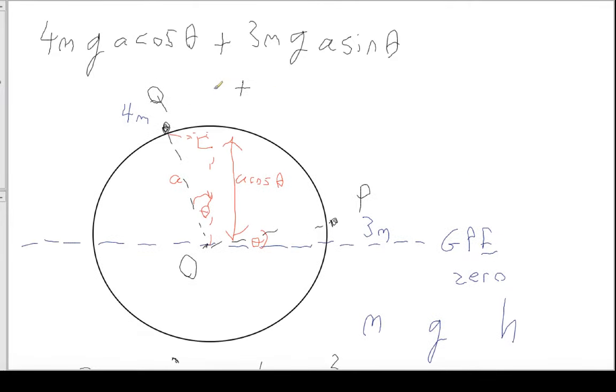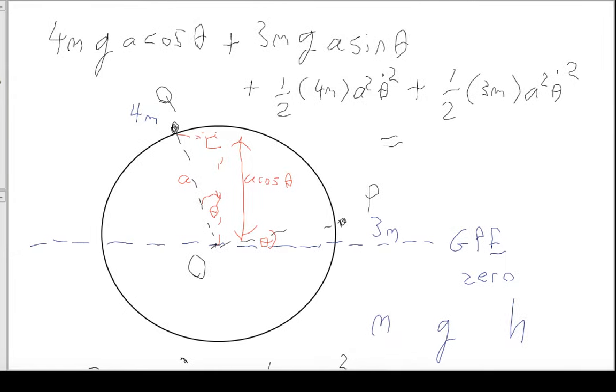Right, so what's the KE of Q? It's going to be a half times the mass, 4m, times a squared theta dot squared. Then we're also going to have the KE of P. Now this is conserved, so it's always equal to a constant. But what is that constant?